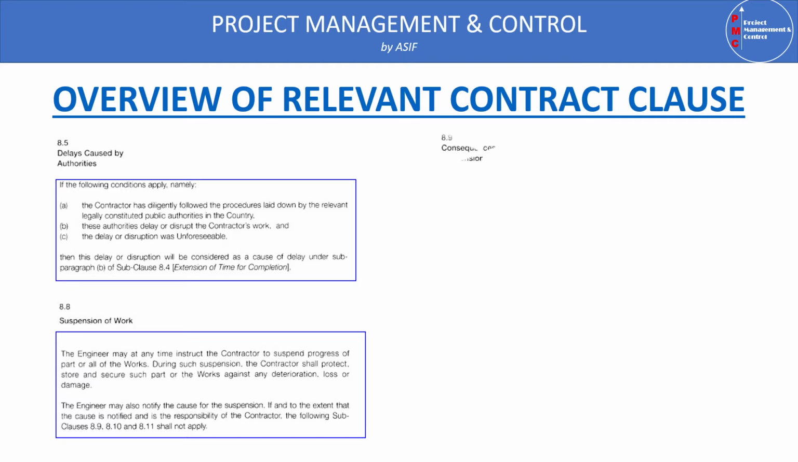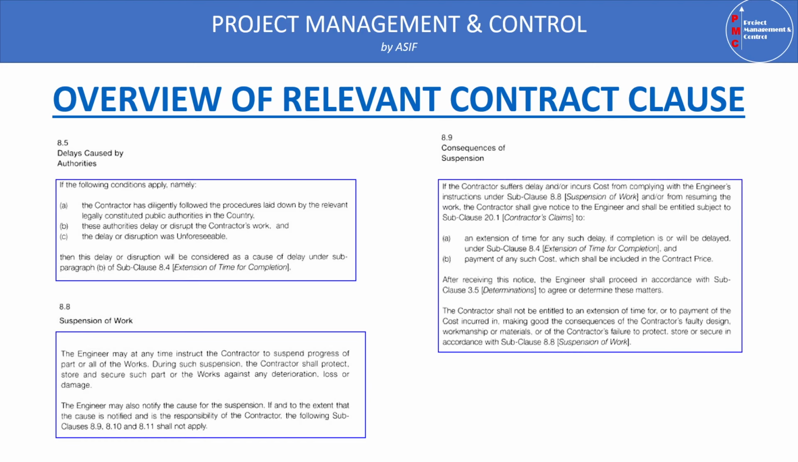So subclause 8.9 is consequences of suspension. If the contractor suffers delay and/or incurs costs from complying with the engineer's instruction under subclause 8.8, suspension of work, and/or from resuming the work, the contractor shall give notice to the engineer and shall be entitled, subject to subclause 20.1.